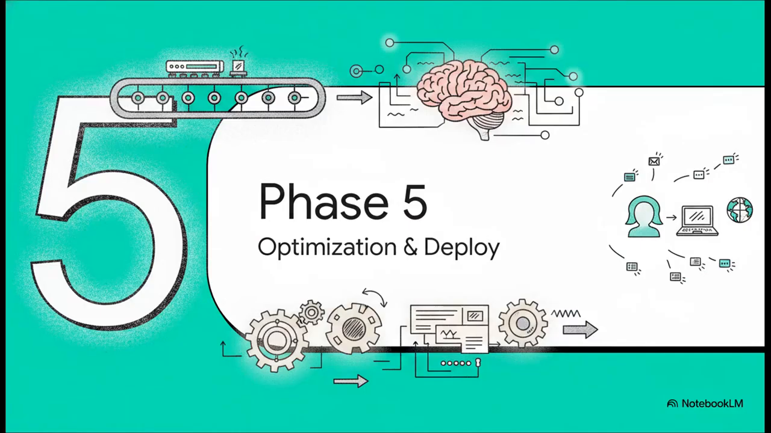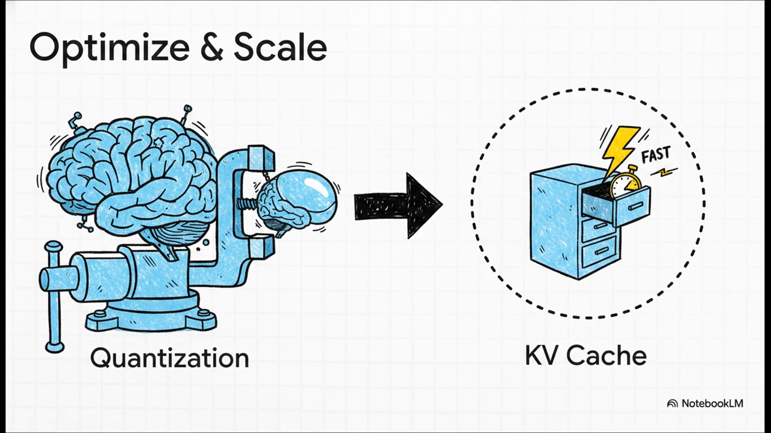We are finally at the end of the assembly line. Phase 5, optimization and real deployment, getting this massive, well-behaved brain out into the real world. Step 9 is all about optimization. These models are incredibly resource-heavy, so we have to use clever engineering tricks like quantization.